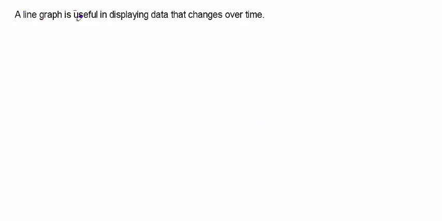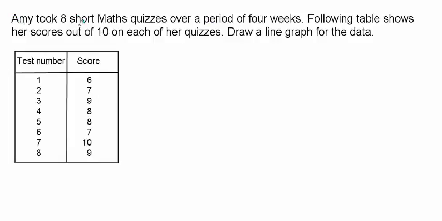A line graph is usually useful in displaying data that changes over time. Let me show you an example. Emmy took 8 short maths quizzes over a period of 4 weeks. The following table shows her scores out of 10 on each of her quizzes. Draw a line graph for the data.